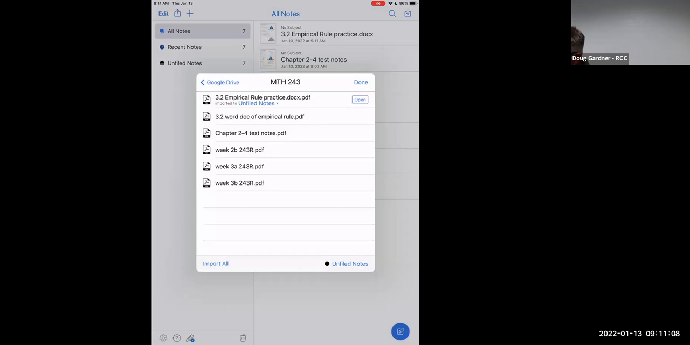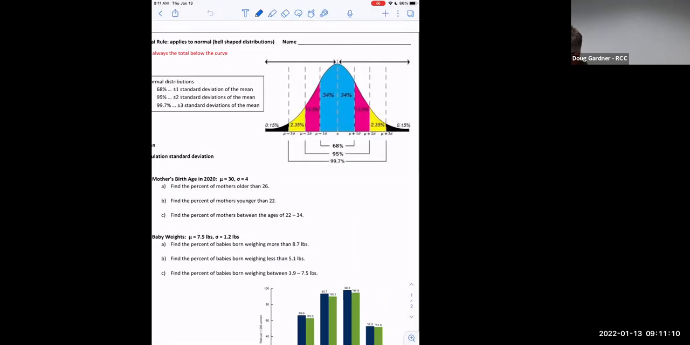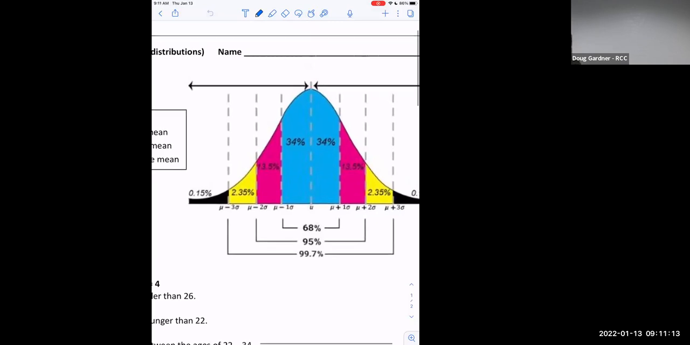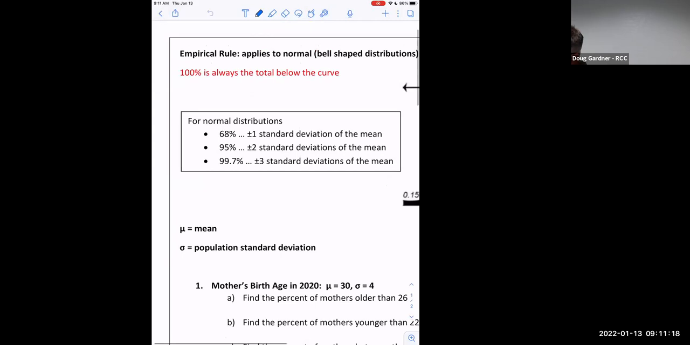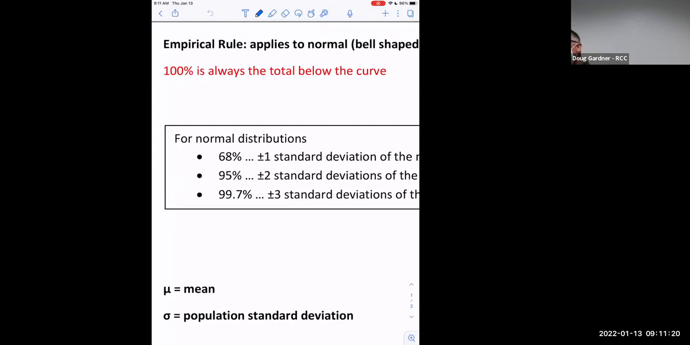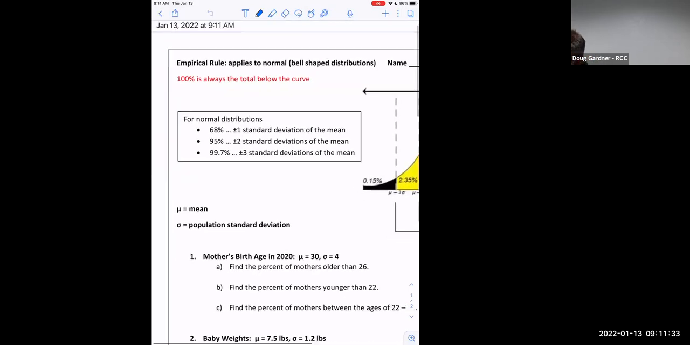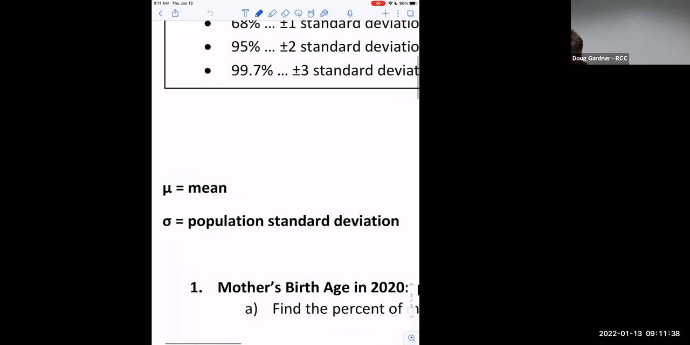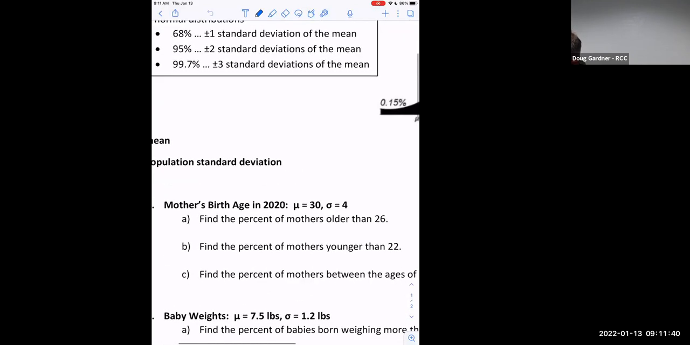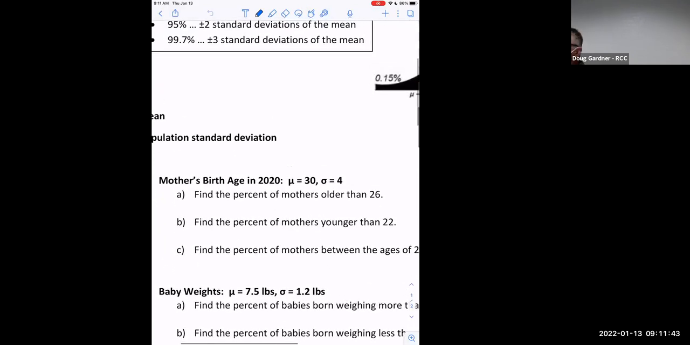So I'd like you to see if you can answer these questions. I reproduced this on the sheet for you to practice and reminded you what's on the note sheet, which you don't need to know. And this is something I want in your head: it's always 100% total underneath that curve. However, to get that, you actually have to go forever. You can't ever stop. But if you never stop, it'll always be 100%. And then I just reminded you on this sheet that mu is the mean and sigma is the population standard deviation. So take a look at that first question right there.